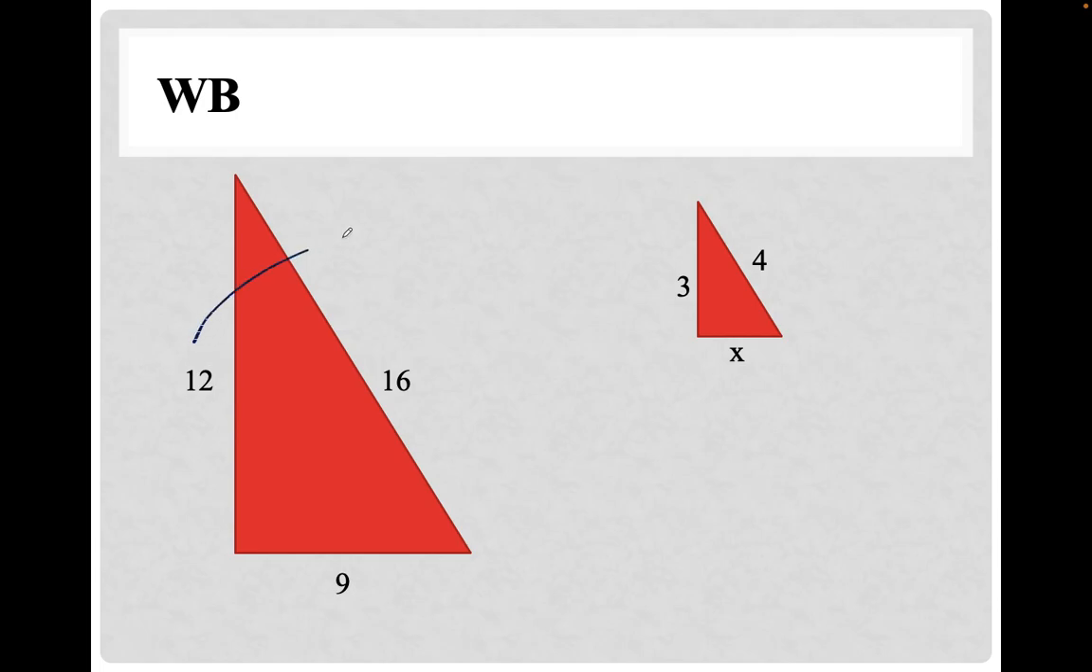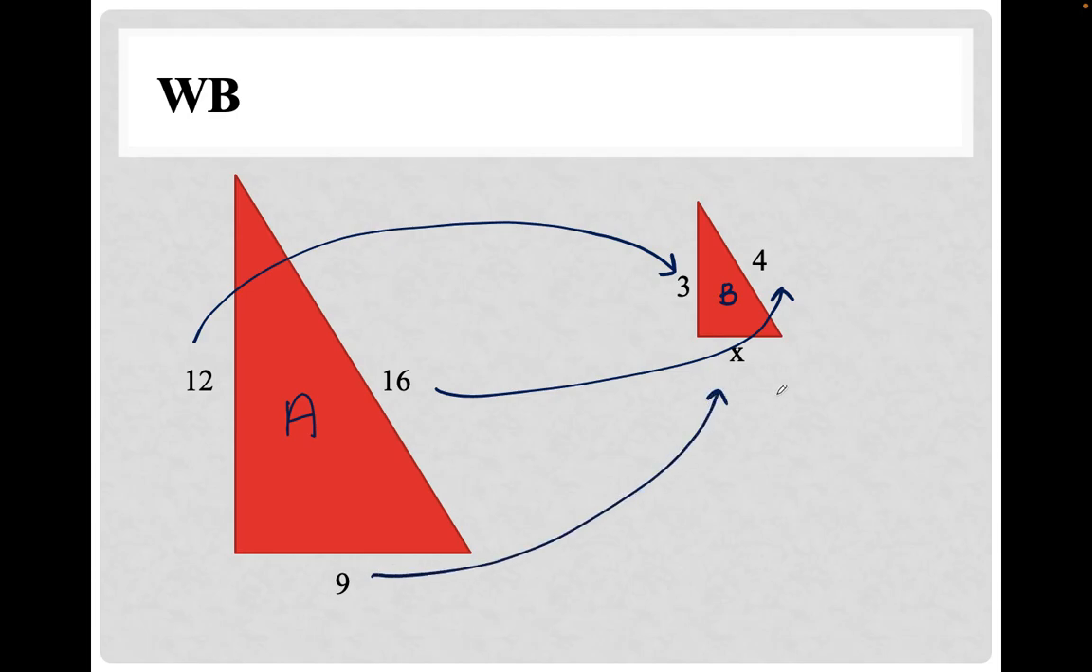Since 12 corresponds with 3, and 16 corresponds with 4, this bigger shape A is 4 times bigger than our smaller shape B. So you can divide 9 by 4 to get our value of x, which is 2.25. That's one way you can do that.